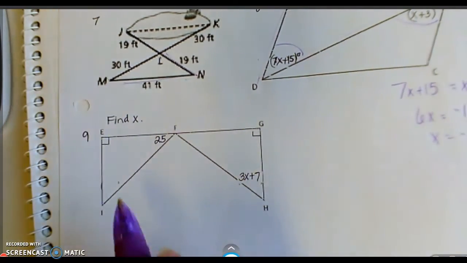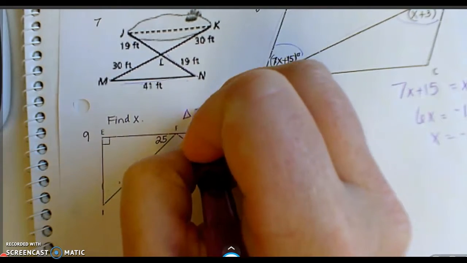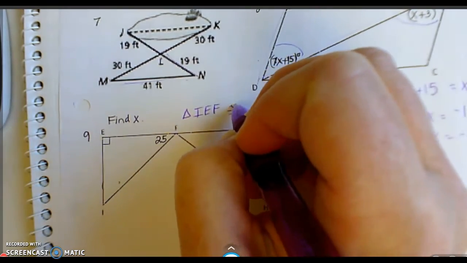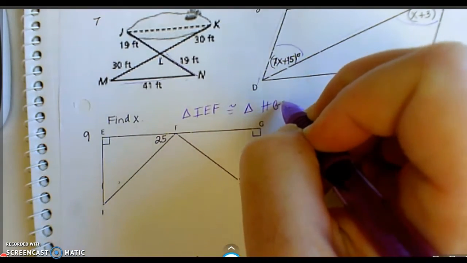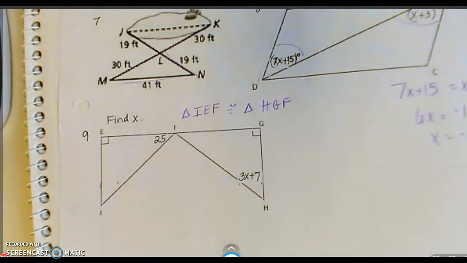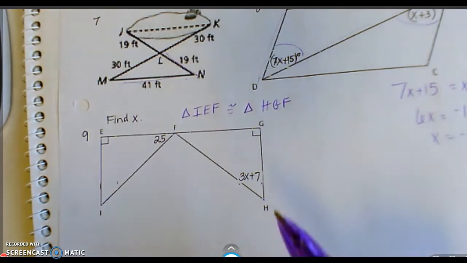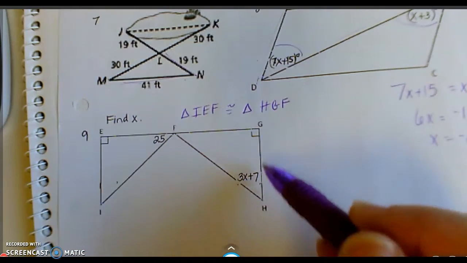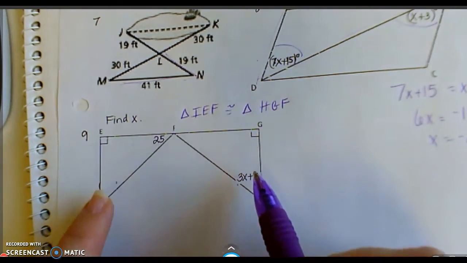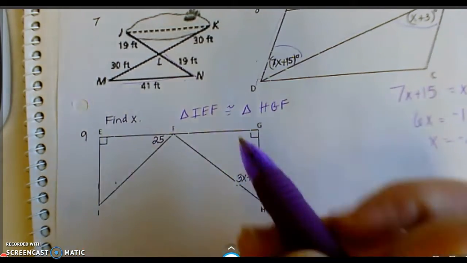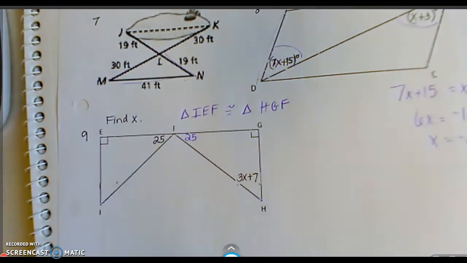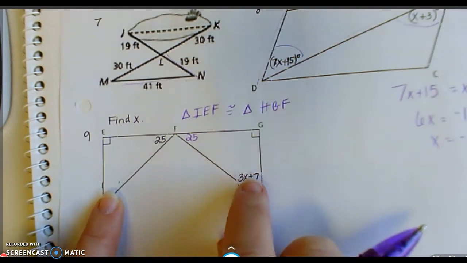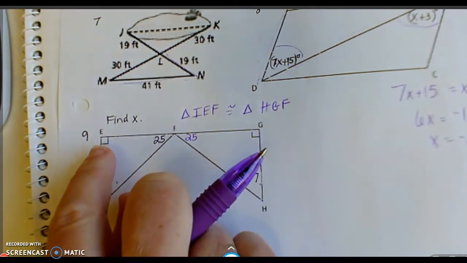Okay. If I'm setting this one up, it probably would say triangle IEF is congruent to triangle HGF. This one's a little bit different. We do need to think about this one. You don't just set 3x plus 7 equal to 25, because what we find out using this information, IEF and HGF, these are the same, which makes these the same and these the same. Okay, so that means that this is 25. But I got to get this one because that's the one that 3x plus 7 is equal to. So I'm going to take this.